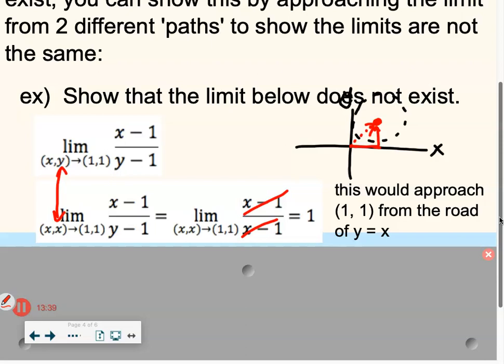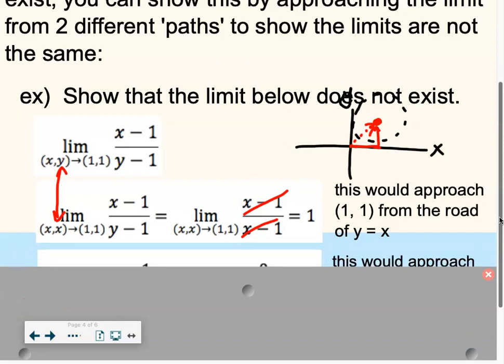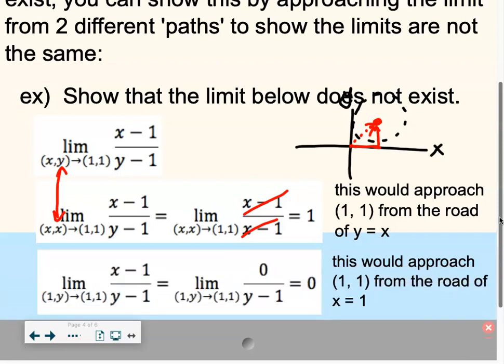So here are your options. You either let your y become x and approach it from x comma x. You let your x become y and approach it from y comma y. Or we could plug in a constant. Here, I'll let you see. This would approach 1, 1 from, I even did it right here, from the road y equals x. So we're coming along that way.